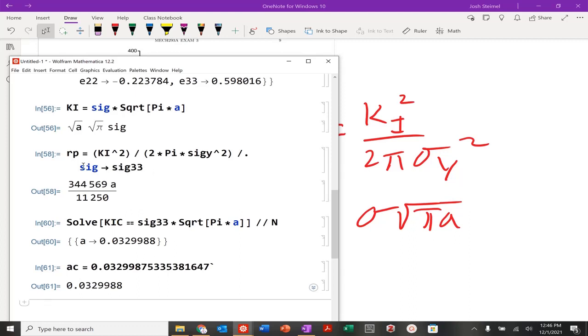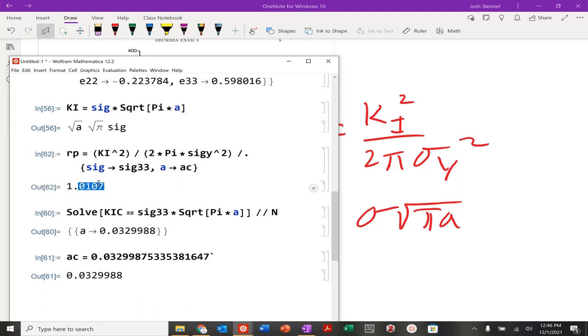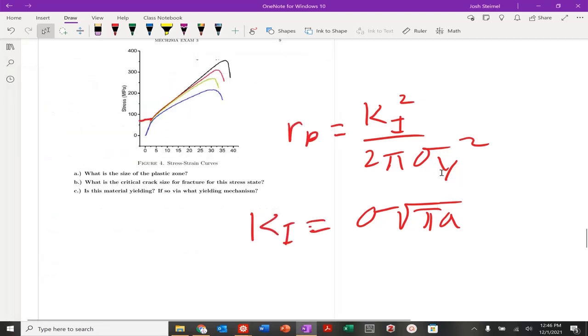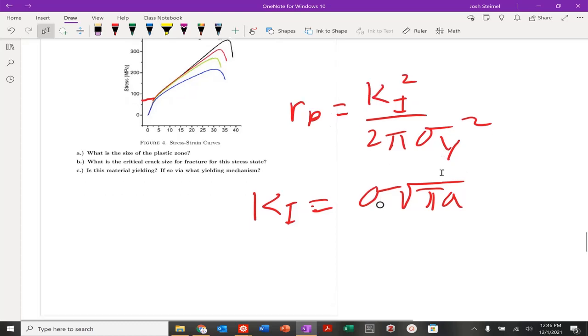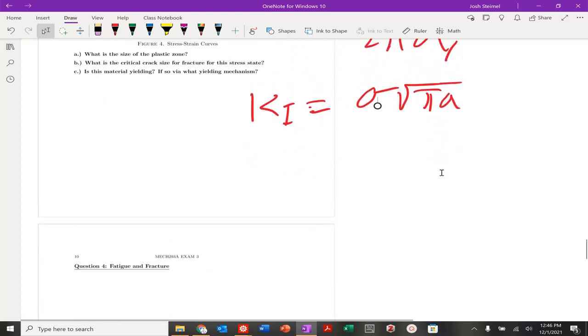So this is my radius of plasticity in general. I could also solve it in terms of the general expression for any crack size, and then a goes to a_C. So you can see that as well. So 1 meter. That's a pretty large value, but again, these are my made up numbers. What is the critical crack size for failure for the stress rate? We already calculated that, just in case.